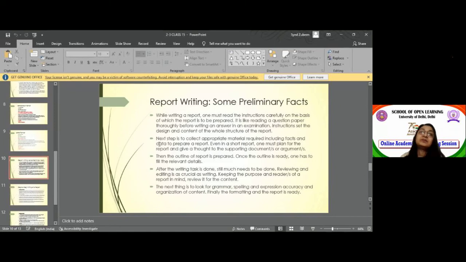So similarly, we will be planning it beforehand: why the report is to be written, what details are to be included, what kind of data is required, and what format we will be following. Then after the writing is done, still much needs to be done after that, of course.